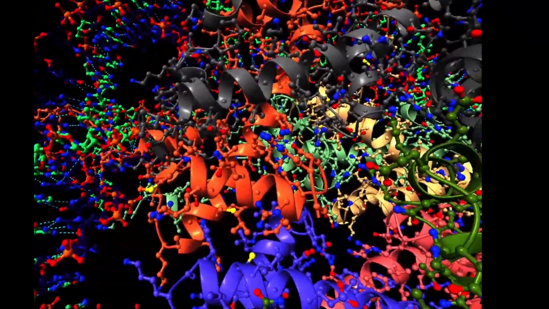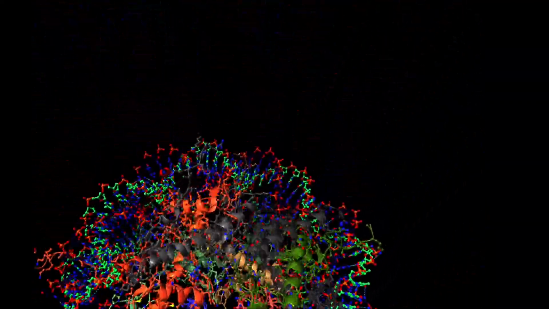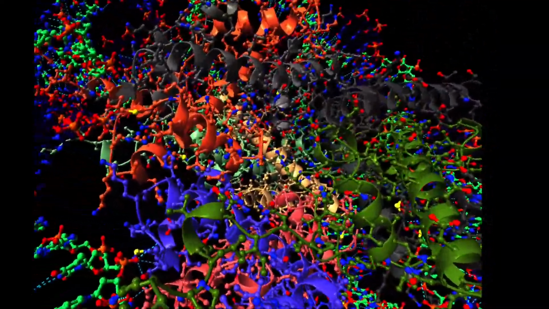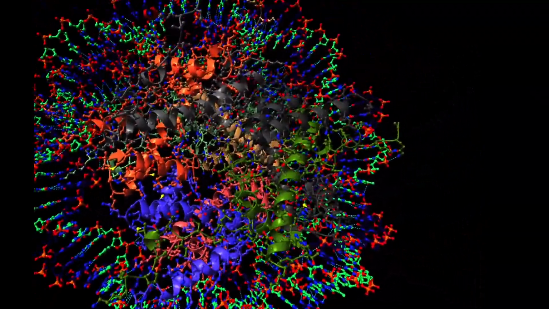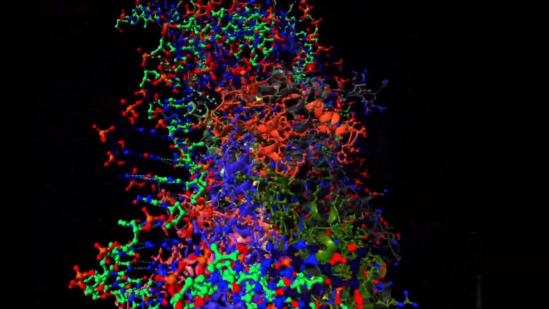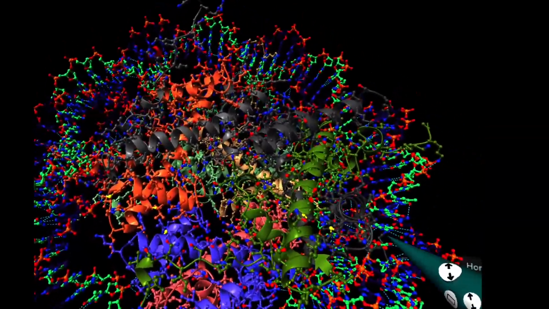histone proteins. And hence, since negative and negative repels, the DNA slowly unwraps around the histone protein, and now the DNA is actually available for transcription using a RNA polymerase.